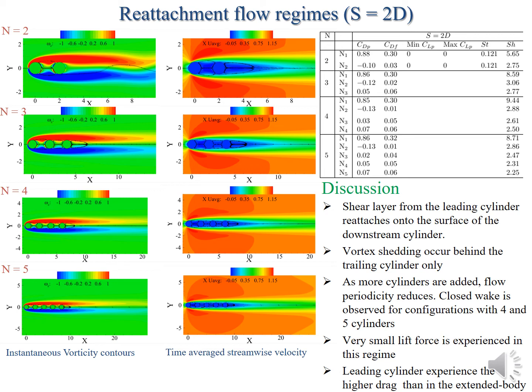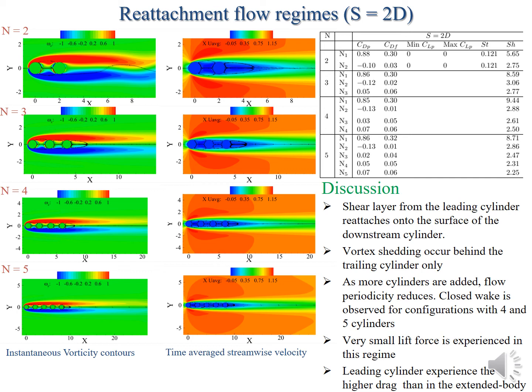We have a closed wake from the number of cylinders equals 3 to equals 5. And that is actually the same phenomenon. So the coefficient of drag still behaves the same. We have the leading cylinder having the highest drag, and then we find the second cylinder actually has negative drag, and then drag increases as we go along.